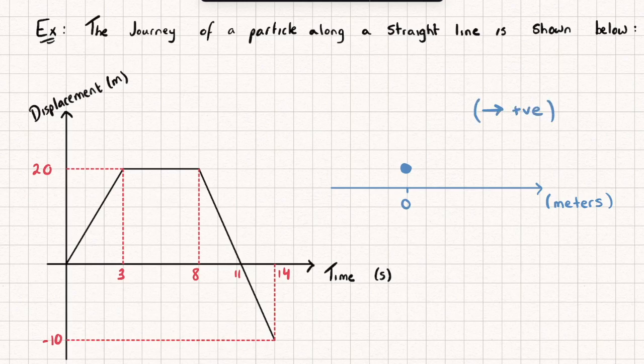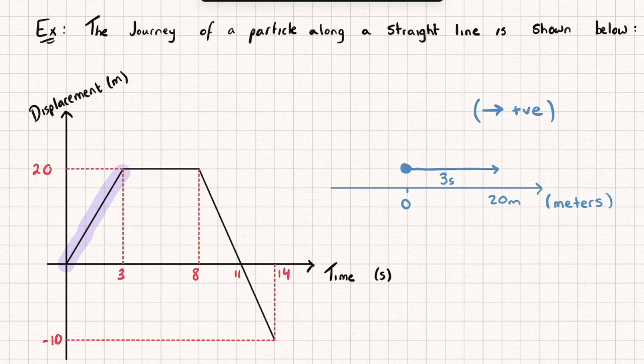So let's look at the first part of motion then. From 0 seconds up to 3 seconds, it's moving away from where it started until it reaches a displacement of 20 meters. And so that must mean it's moved to the right 20 meters. So let's mark that on. So that's in the first 3 seconds.